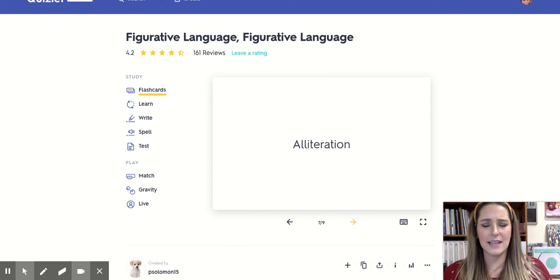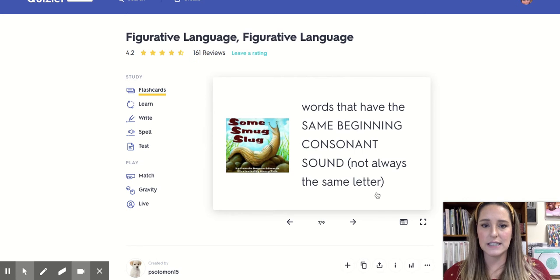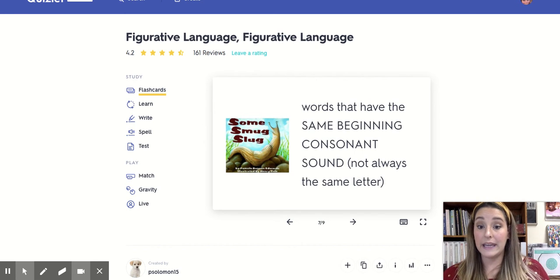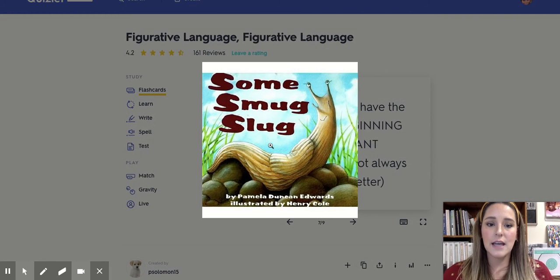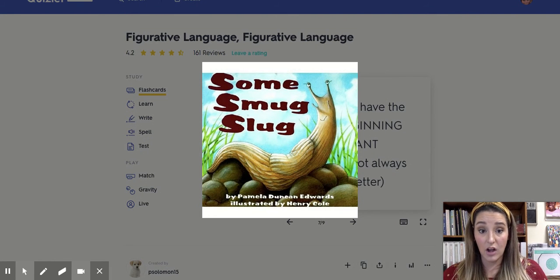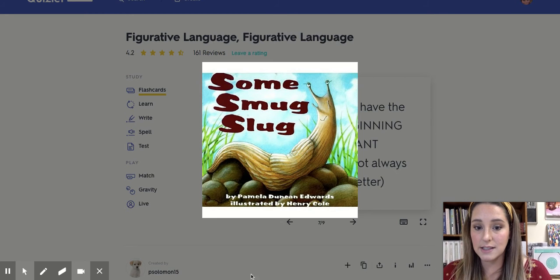Alliteration isn't always tested in 5th grade, but we're still going to understand it. Words that have the same beginning consonant sounds, not always the same letter. It sounds. Some, smug, slug. Now, did that all start with the letter S? Yes. But it essentially is the sound that's repeated. Some, smug, slug. S-s-s is repeated.